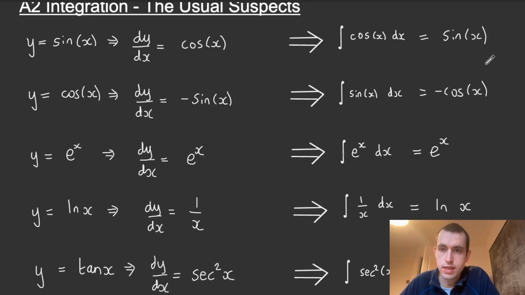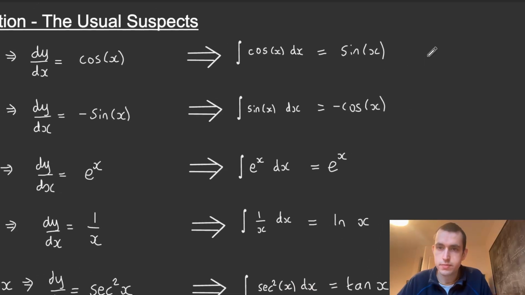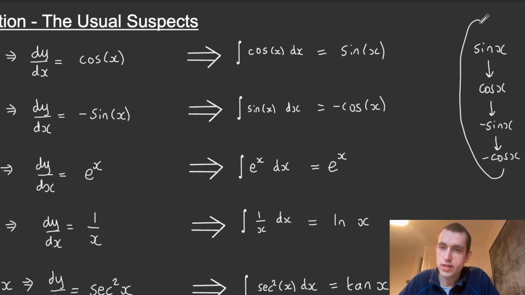The cosines and the sines go in a cycle. We know that sine differentiates to cos, which differentiates to minus sine, which differentiates to minus cos, which differentiates back to sine. And if we do the whole process but backwards, sine of x will integrate to minus cos of x, which will integrate to minus sine of x, which will integrate to cos of x, which will integrate to sine of x.